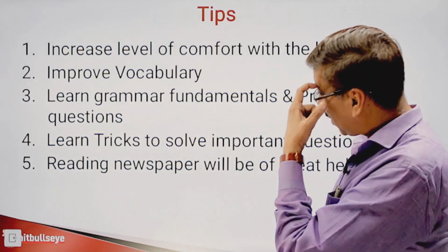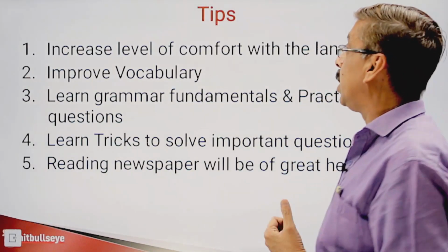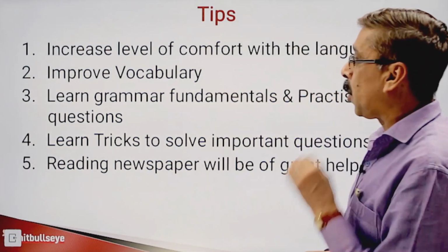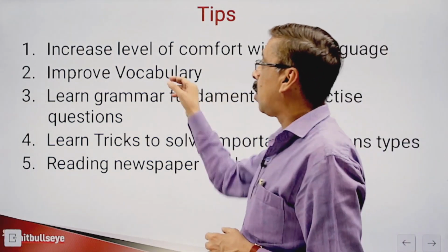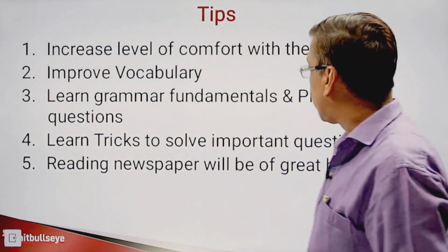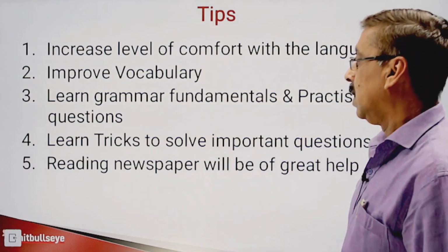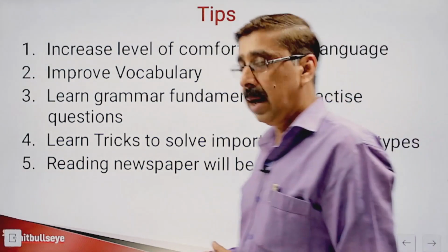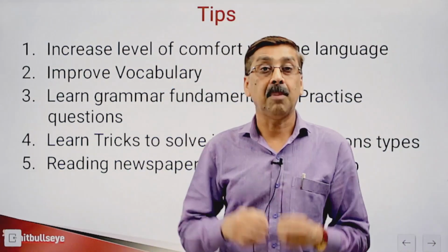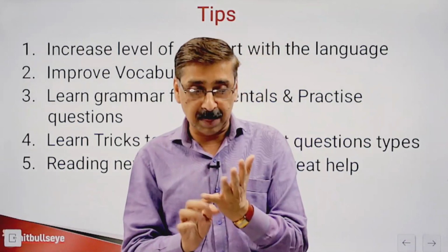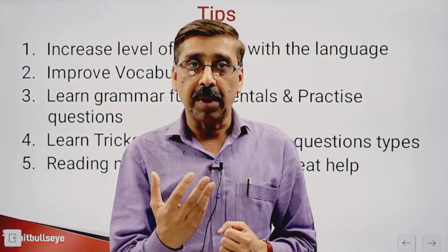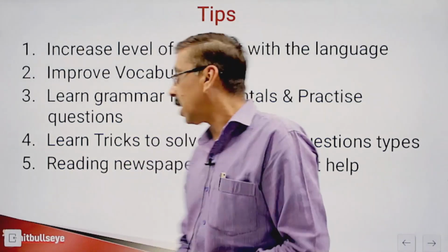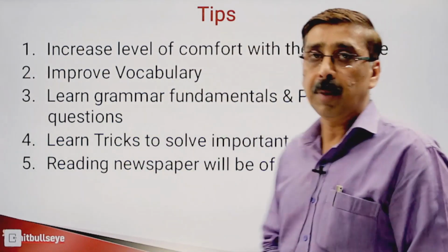So tips. Guys, what to do in order to score well in the verbal ability or English language section? Increase the level of comfort with this language. Point number one, we all have to work on our vocabulary skills. We need to learn grammar fundamentals and practice questions. Very important, learn tricks to solve important question types. And the easiest and best resource to increase vocabulary, the level of comfort with this language, and GK, which is part and parcel of this entrance exam, is reading newspapers, which will be of great help.